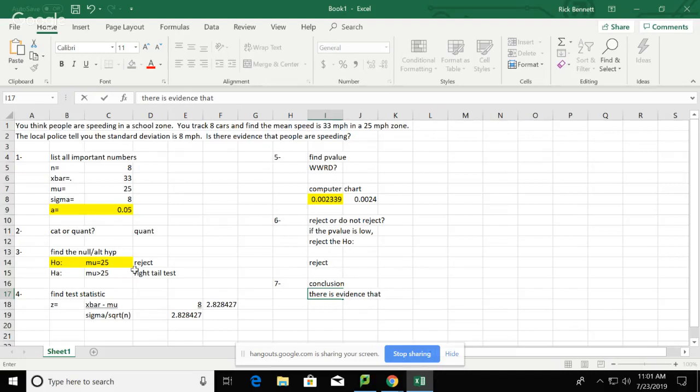We've rejected the null. The null says people are not speeding. We've rejected that. So therefore, there's evidence that people are speeding. Okay? I know this last step is hard. You know what's frustrating for me? It's frustrating when people get any of the steps wrong, but what's really frustrating is when people get steps 1 through 6 correct and then screw up step 7. Well, that's me. Okay?